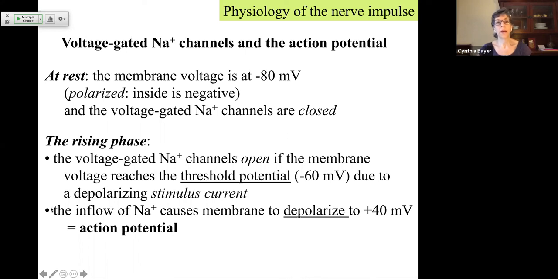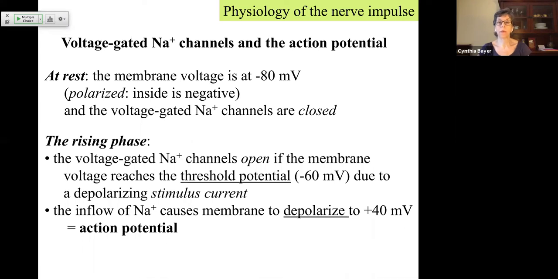So what we have is several different states. We have the cell at rest when the membrane voltage is about minus 80 millivolts. The membrane is polarized. The inside is much more negative than the outside. The voltage-gated sodium ion channels are closed. When a stimulus is applied to that membrane, causing a change in the membrane potential, it causes the sodium ion channels to open. Sodium ions enter, which allows the membrane potential to change to minus 60 millivolts.